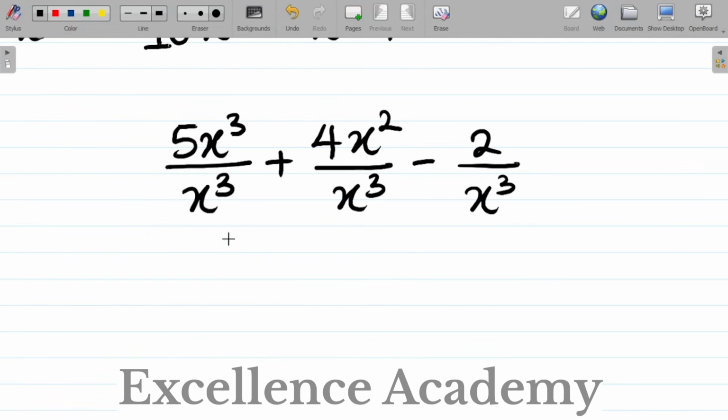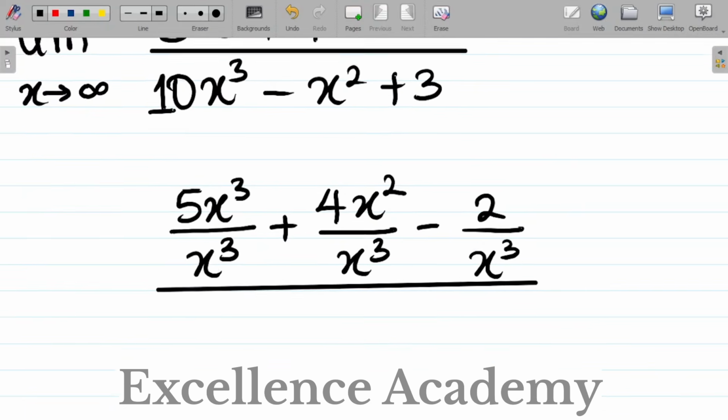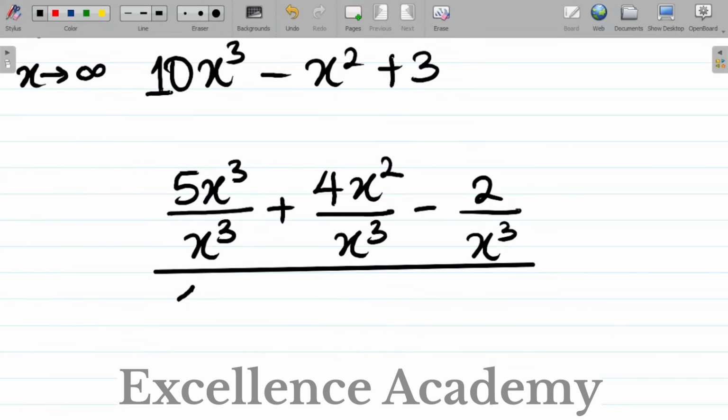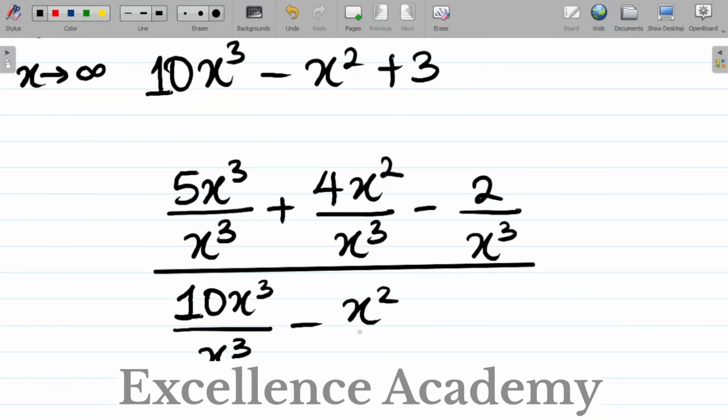Coming to the denominator, I'll do the same thing. I have 10x cubed divided by x cubed, minus x squared divided by x cubed, plus 3 divided by x cubed. So here's your first approach: divide each of the terms by the variable with the highest power. That's the first task. So what do you do next?